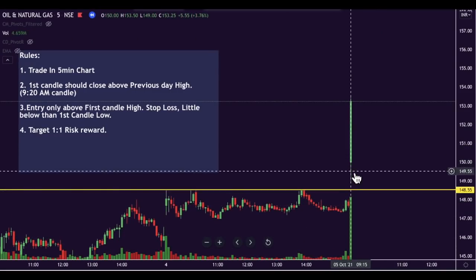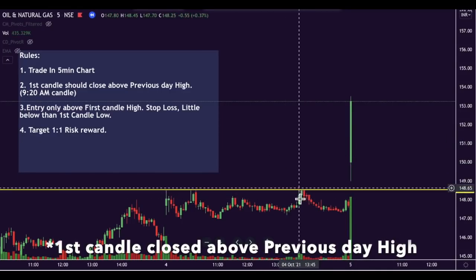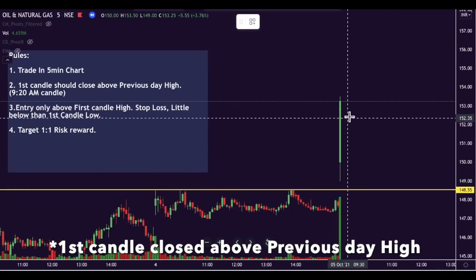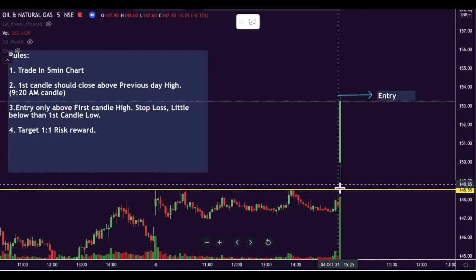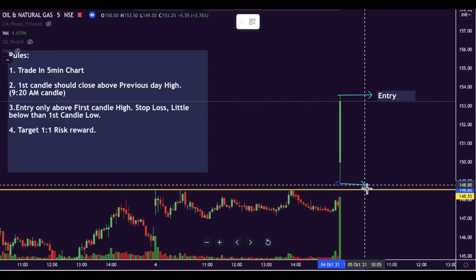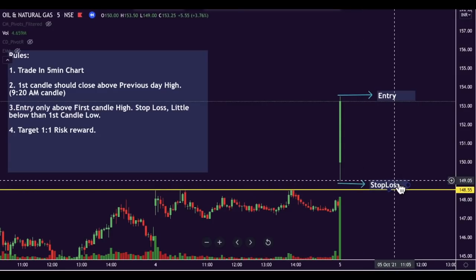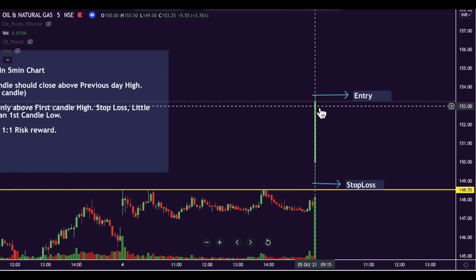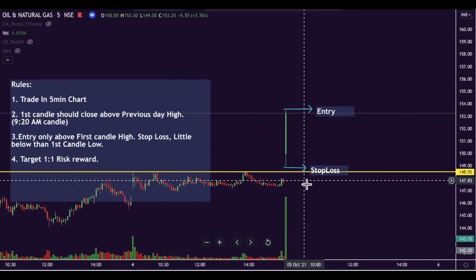This is the first candle of 5th of October. This candle opened above the previous day high level. So we can use our strategy in this stock. Now our entry should be a little above the first candle high. Our stop loss a little lower than the first candle low, which is here, and our target has to be 1:1 when the next candle opens. Only if the next candle breaks the high of the first candle, our entry will get triggered. So now we will see how the market goes.